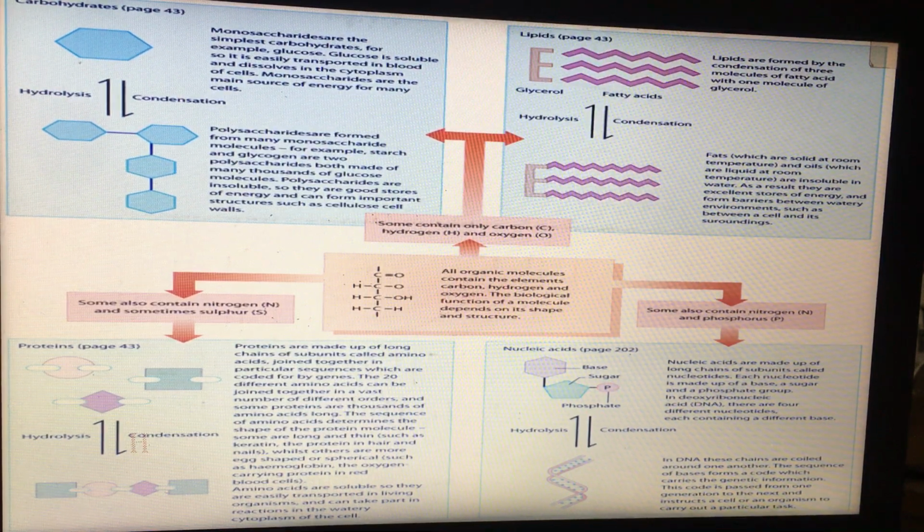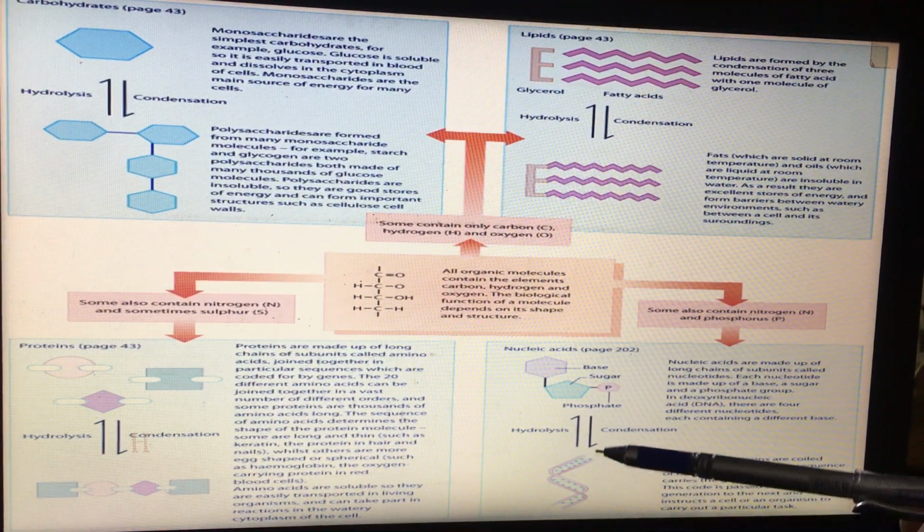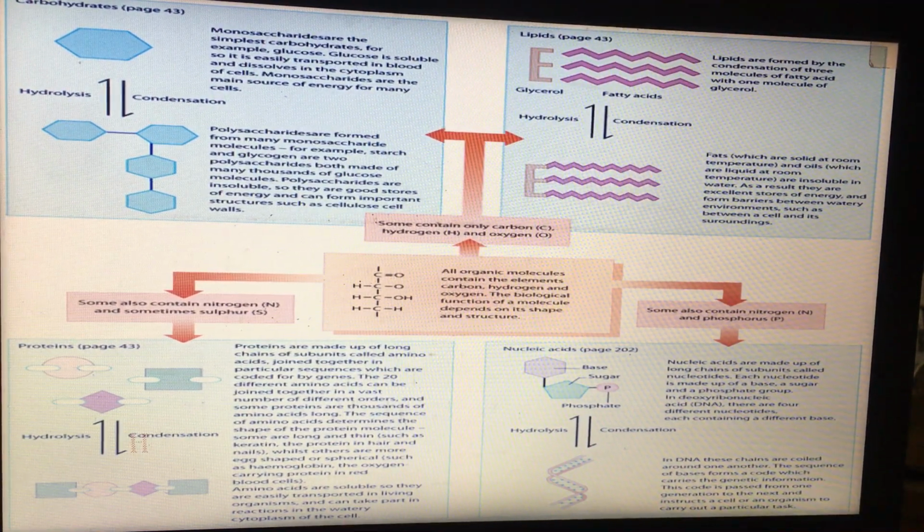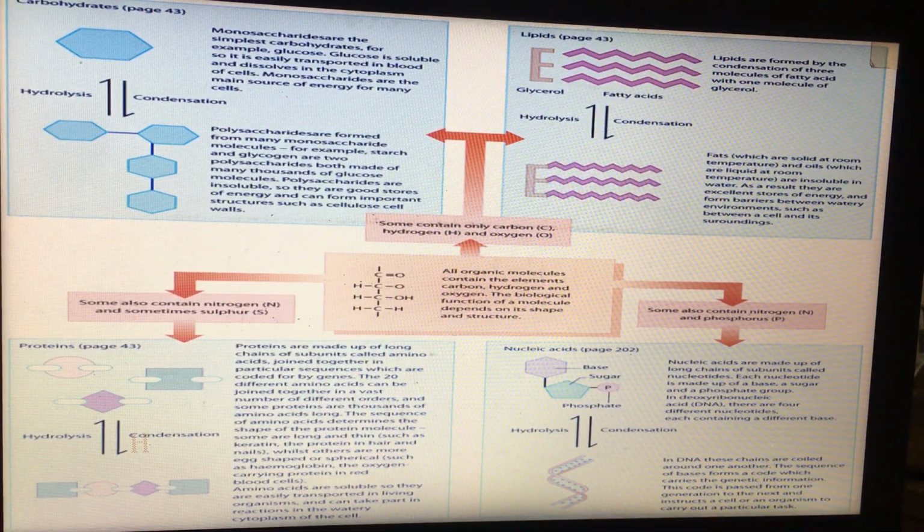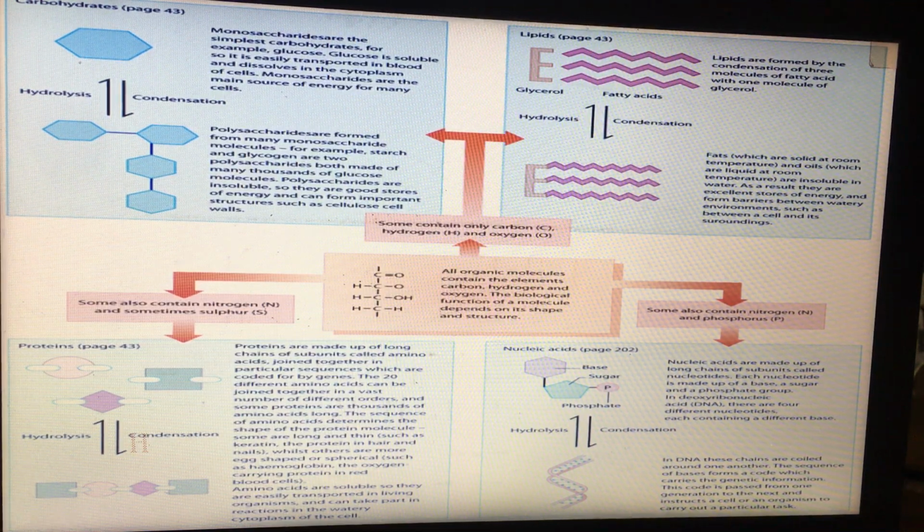Nucleic acid, we find it in DNA. These chains are coiled around one another to form a double helix. So here we have a double helix. The sequence of bases forms a code which carries the genetic information. So DNA carries the genetic information. This code is passed from one generation to the next and instructs a cell or an organism to carry out a particular task.